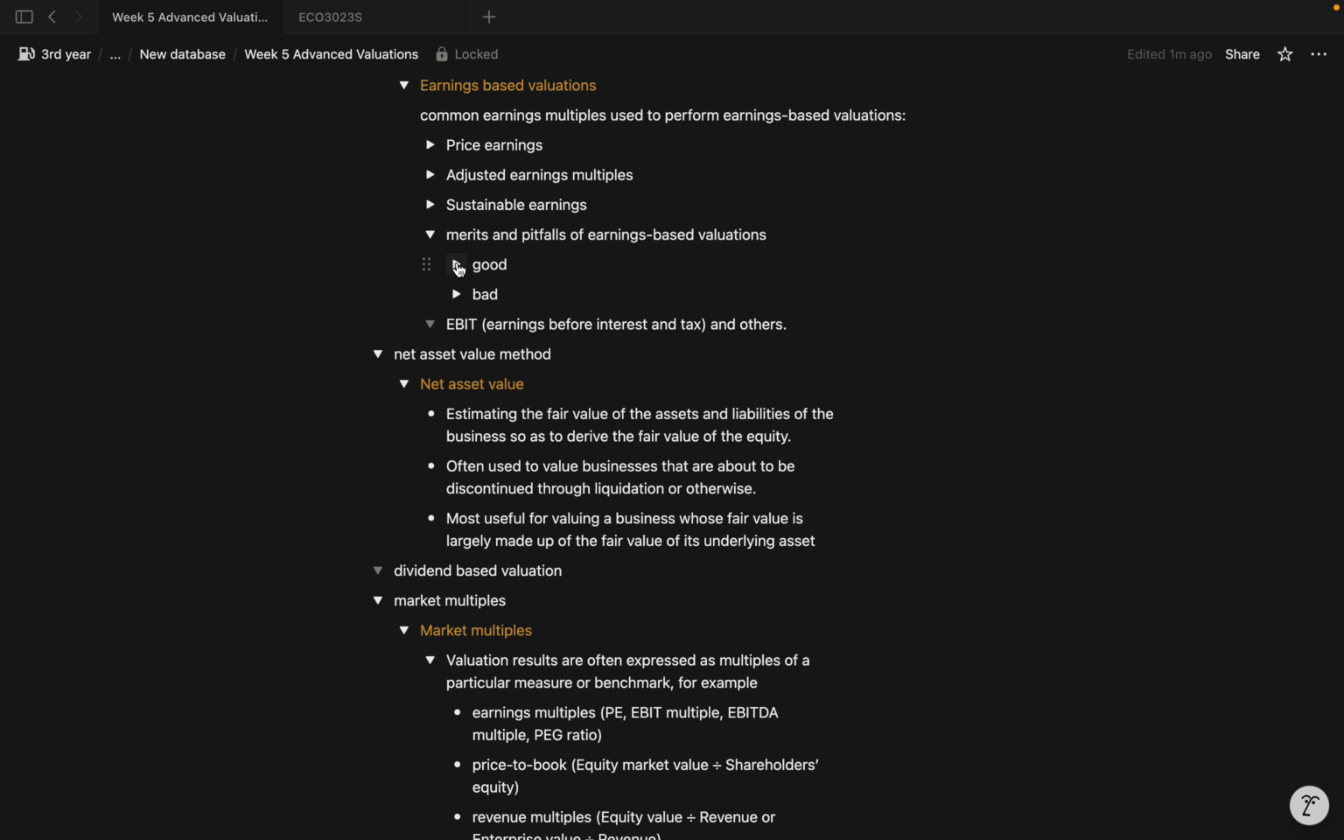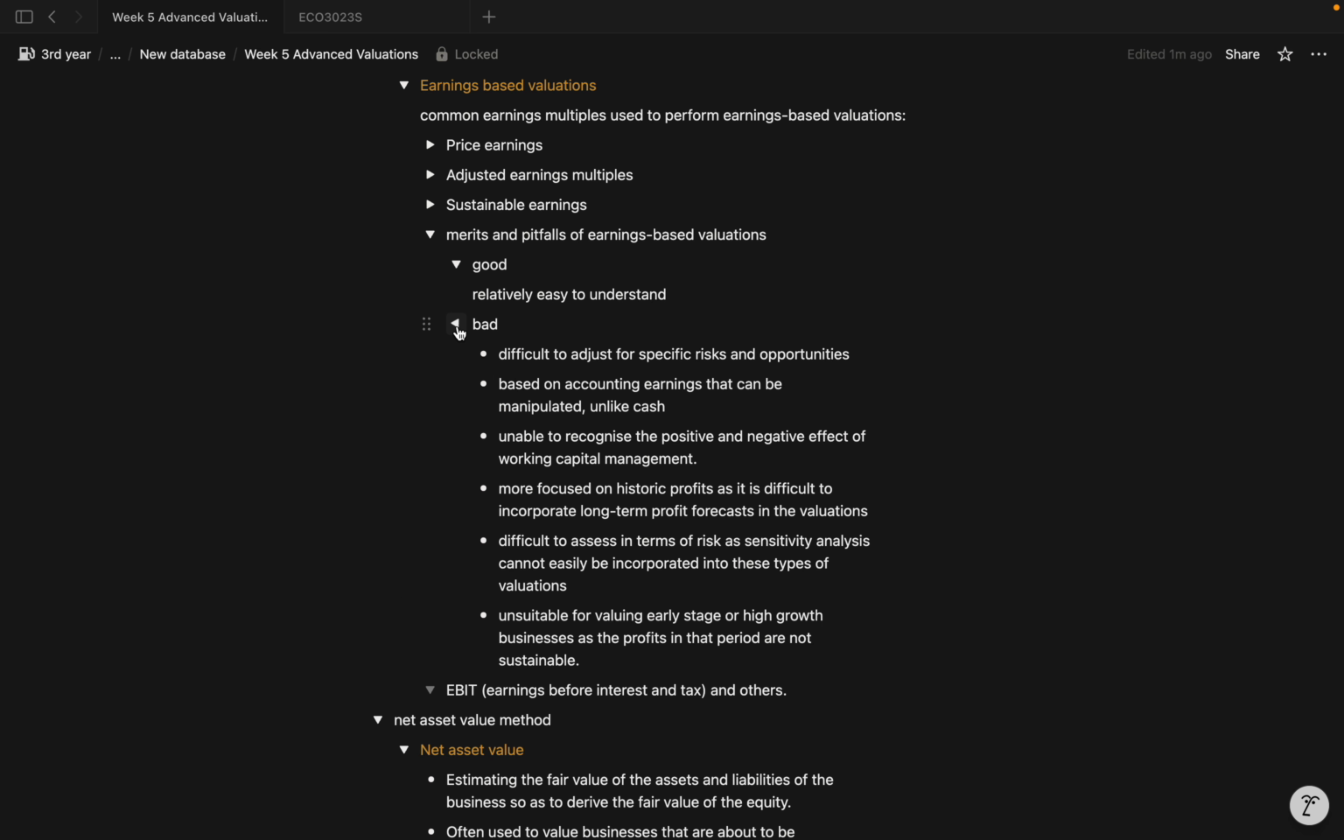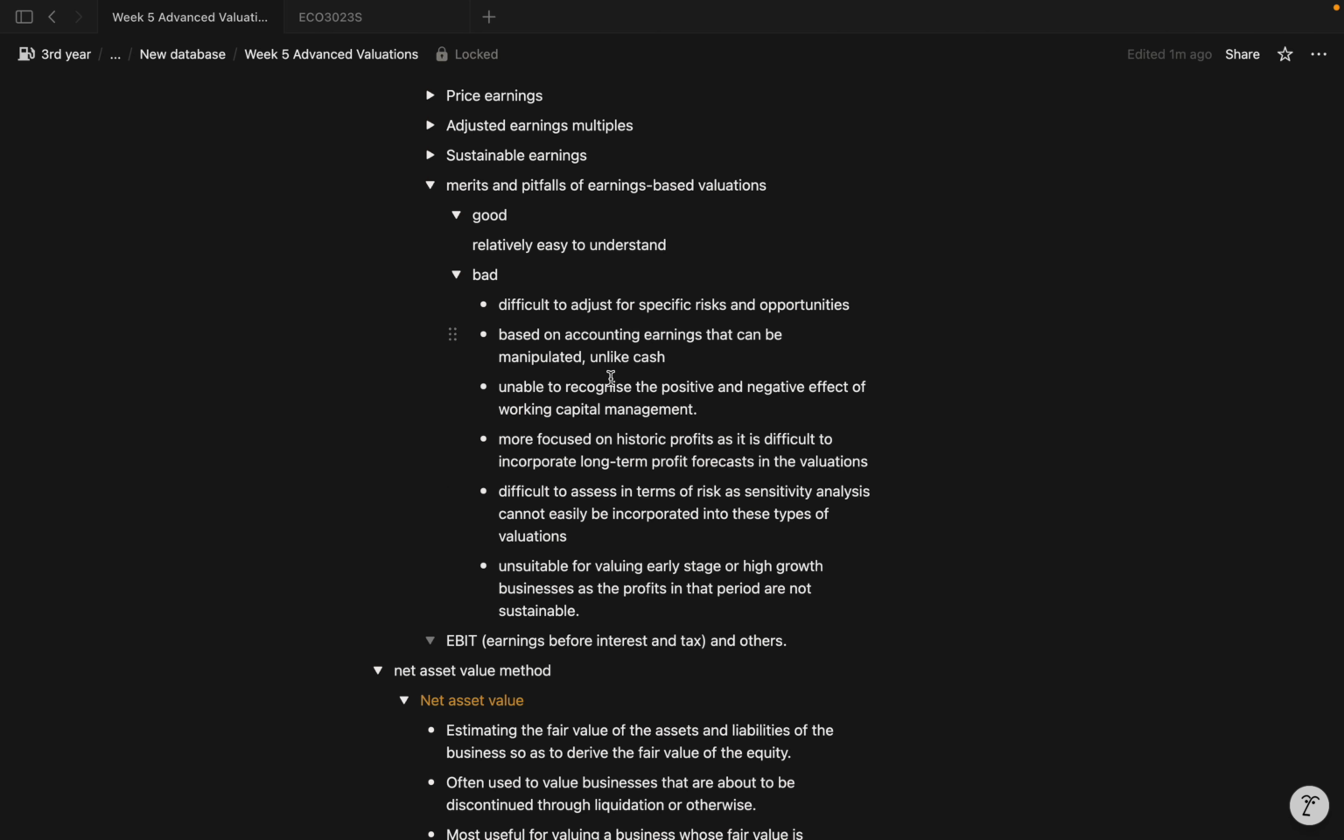So why are earnings-based valuations cool? Because they're easy to understand. Maybe something like this could be asked in a question. Why are they bad? There's quite a lot of bad. So they're difficult to adjust for specific risks. They're based on accounting earnings that can be manipulated, unlike cash. Cash is king. It's difficult to recognize the positive and negative effect of working capital management.